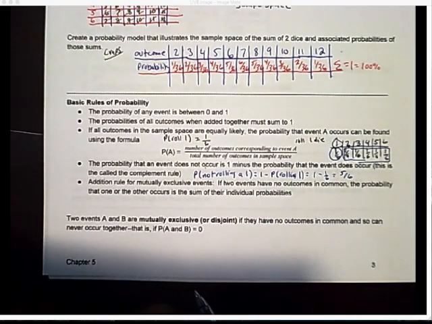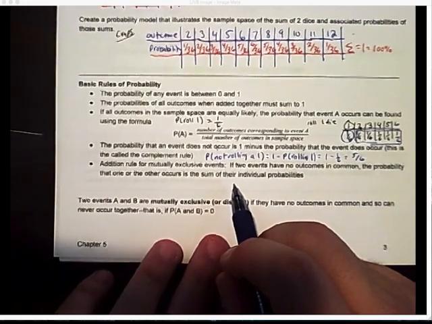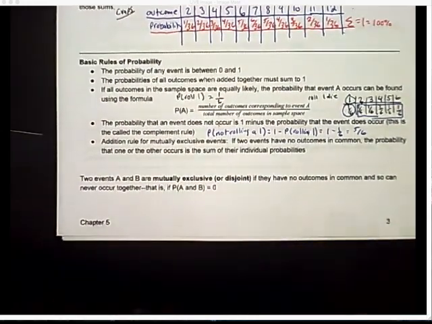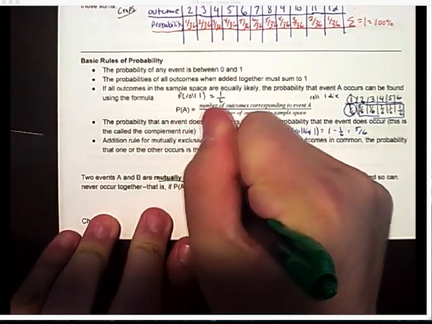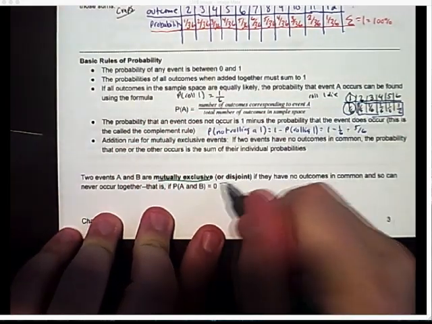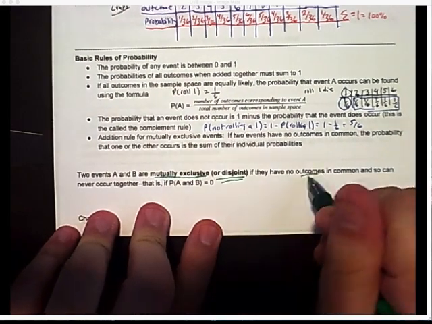All right. If two events have no outcomes in common, the probability that one or the other occurs is the sum of their individual probabilities. Okay. And we'll get into that a little bit more. Now, let's talk about this term called mutually exclusive. Mutually exclusive, in some books they call those disjoint events, if they have no outcomes in common.